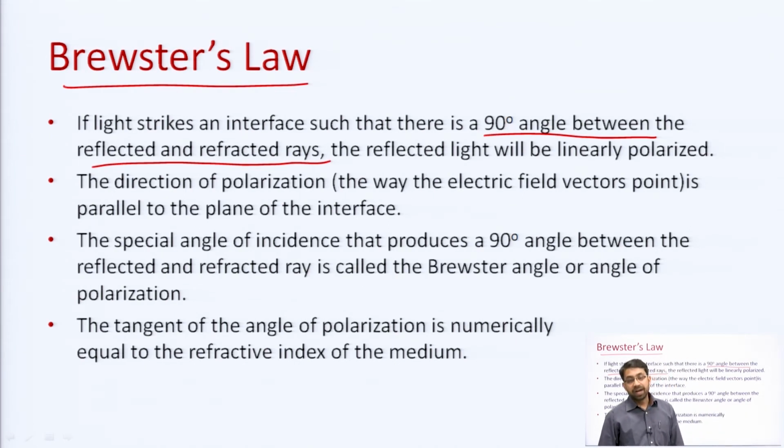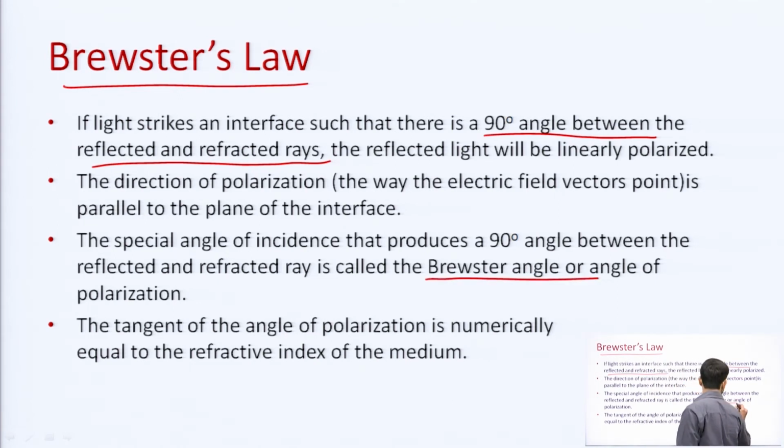And the direction of polarization is parallel to the plane of the surface. The spatial angle for which we get a 90-degree angle between reflected and refracted ray is called Brewster's angle, or angle of polarization.